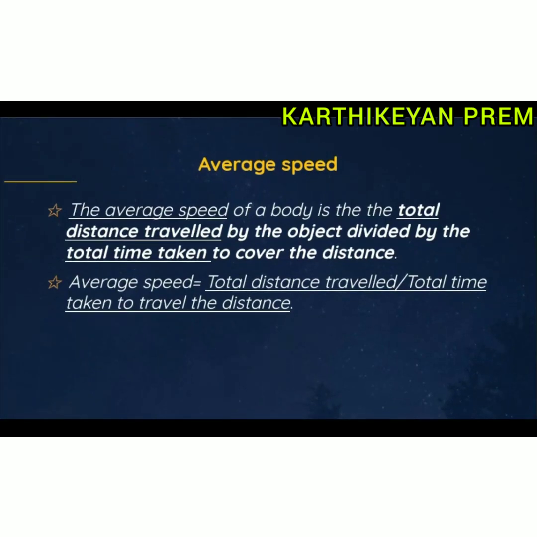Average speed. The average speed of a body is the total distance travelled by the object divided by the total time taken to cover the distance. Average speed equals total distance travelled divided by total time taken to travel the distance.